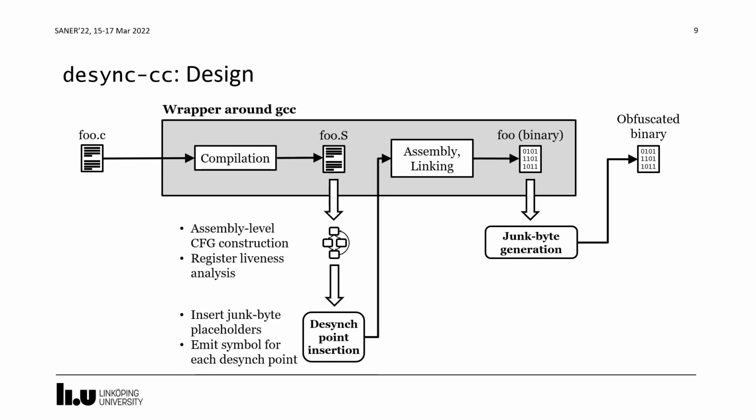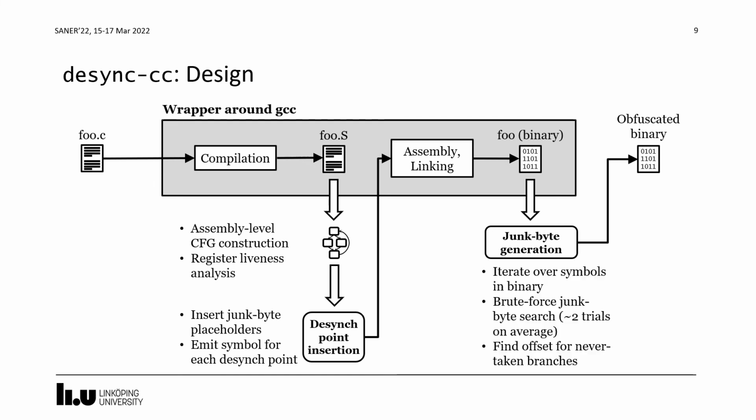So instead we insert placeholders for the junk data and emit symbols for each desynchronization point, so that after assembly and linking, where we have an executable, we can iterate over the symbols in the binary and do essentially a brute force search to find desynchronization inducing junk bytes. And this is actually quite fast, so we require around 2 trials per desynchronization point on average. And this is also the point where we find the offsets for these never taken type desynchronizing branches. And by patching up the intermediate binary in this way, we produce the final obfuscated binary.